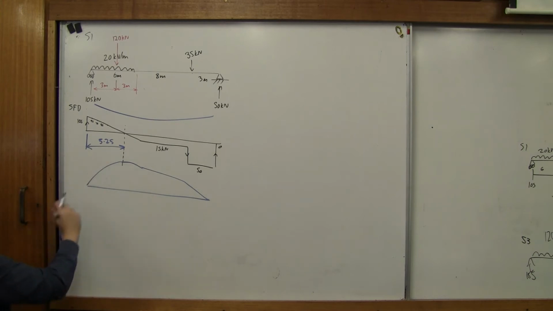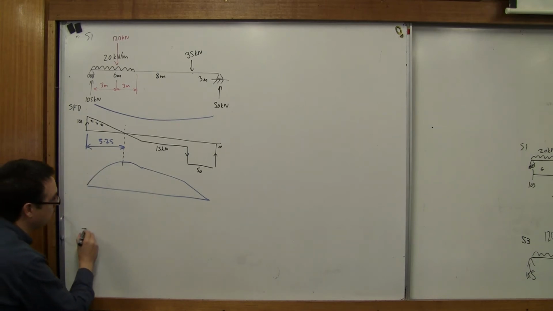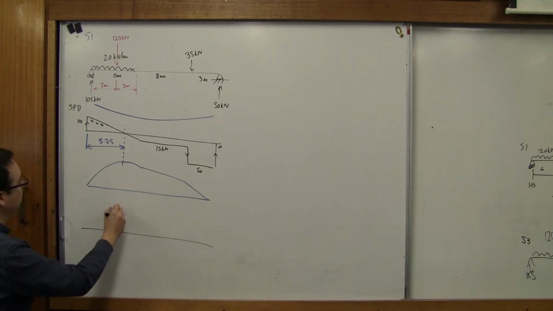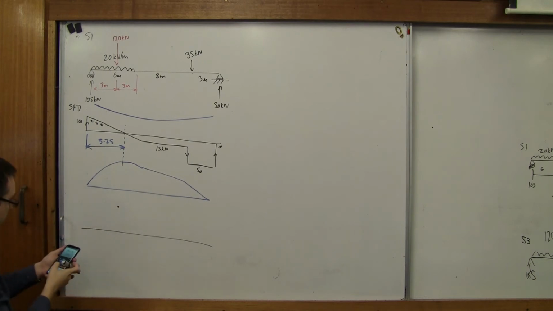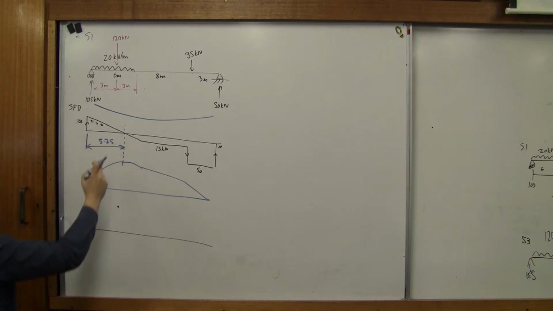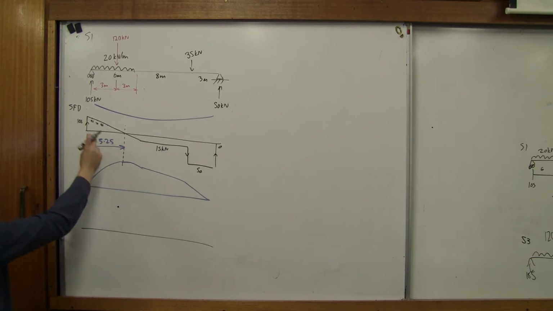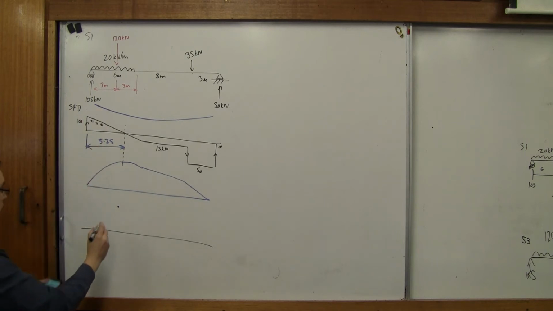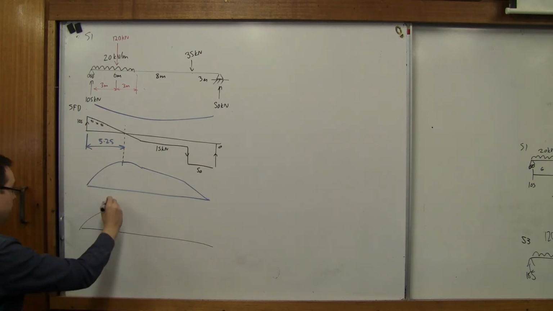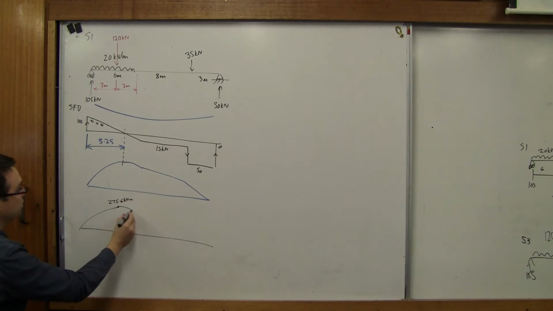So then this area is going to be our maximum peak, that number times 105, and then because it's a triangle, we divide by 2. So we're doing the height times the width divided by 2, which will give us an answer of 275.6 kilonewton metres. And then it's going to dip down a little bit.